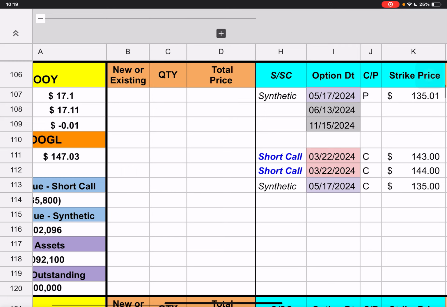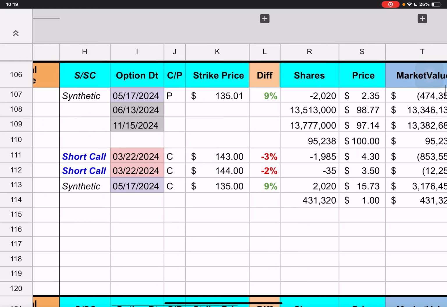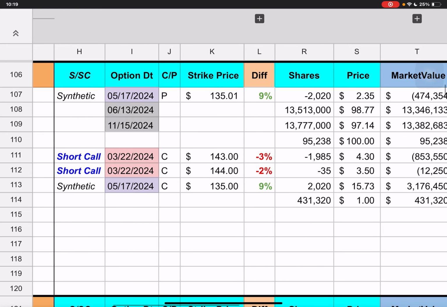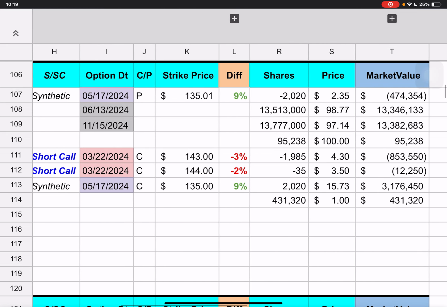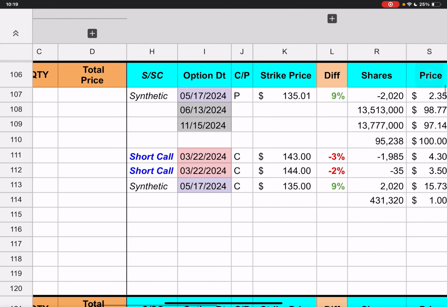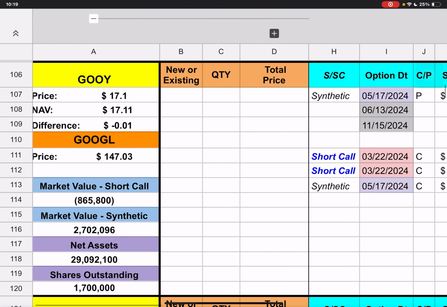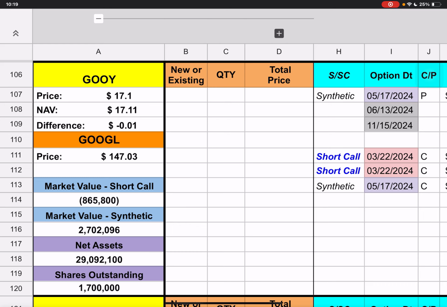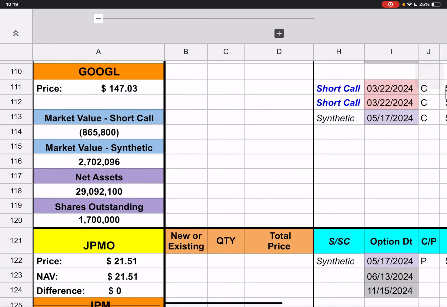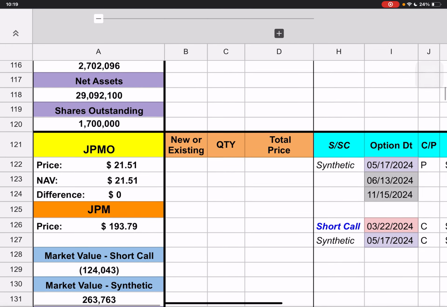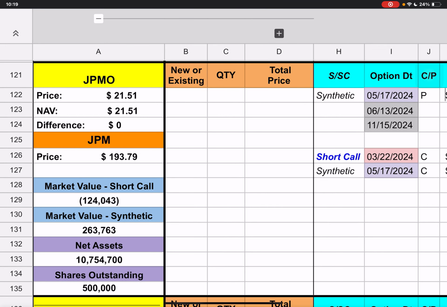So we're over those by 2% and 3%, but we're looking good on the synthetic. So we have a few days. We'll see with the FOMC meeting tomorrow what happens. But you can see there that our short call would cost us $866,000 to close out today if we had to.